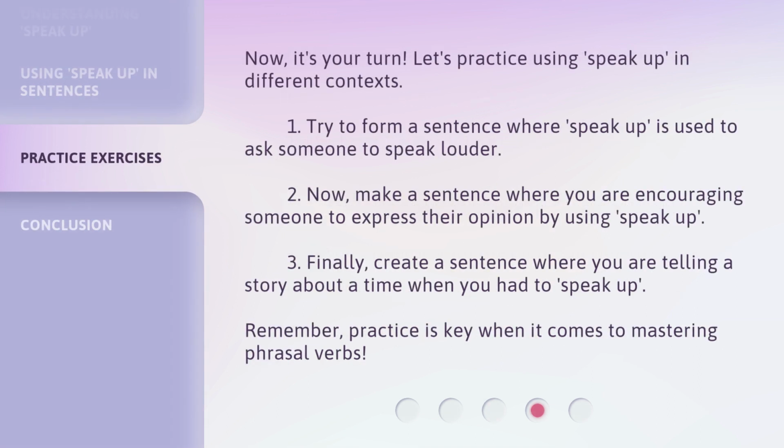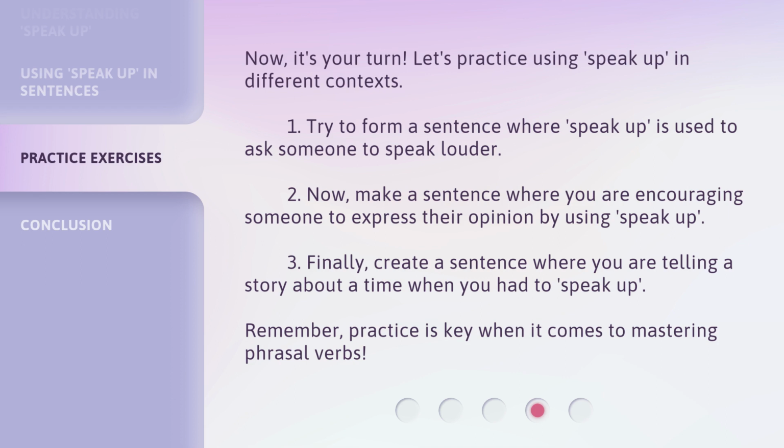Now, it's your turn. Let's practice using speak up in different contexts. 1. Try to form a sentence where speak up is used to ask someone to speak louder. 2. Now, make a sentence where you are encouraging someone to express their opinion by using speak up.